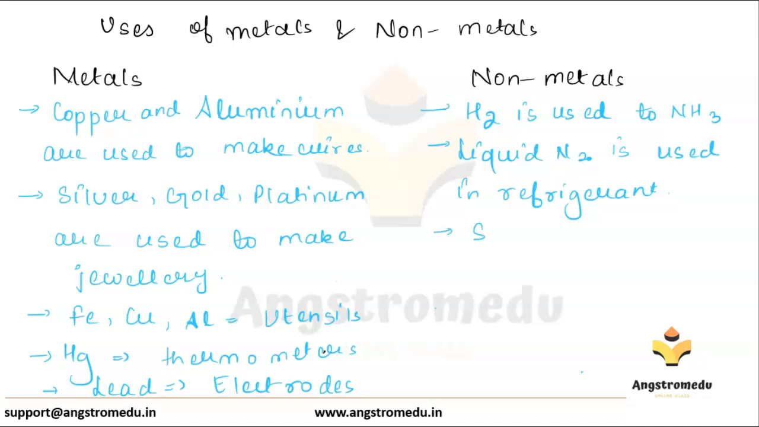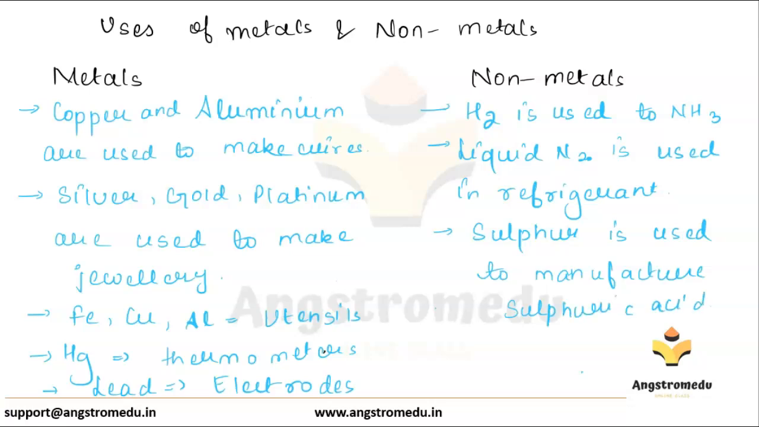Then sulfur is used in the manufacture of sulfuric acid. Sulfur is also used for making gunpowder.